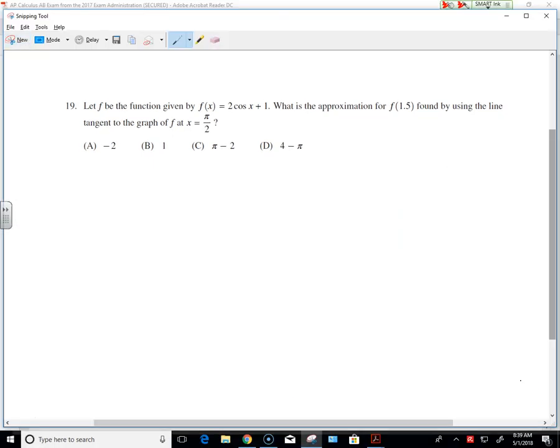I love this one. What forever card? Line tangent. Don't even think approximation. Okay, hold on. Stay focused. So, line tangent. What do we do with line tangent?